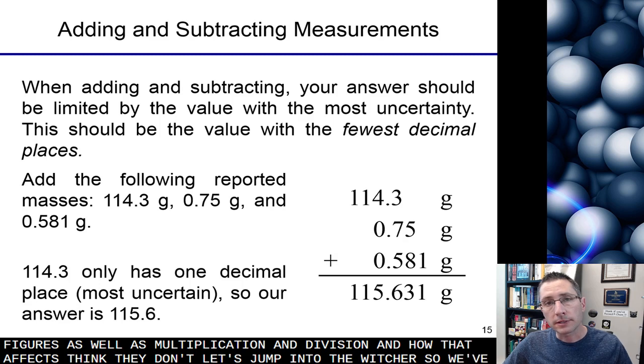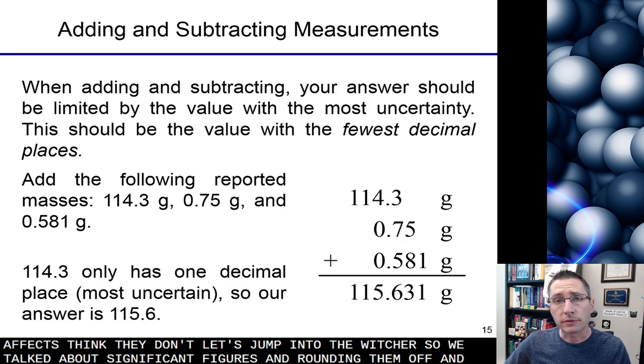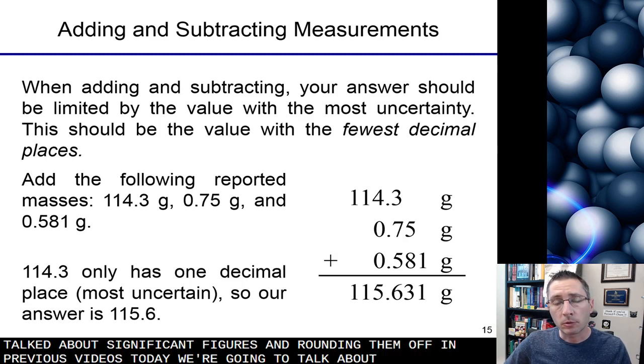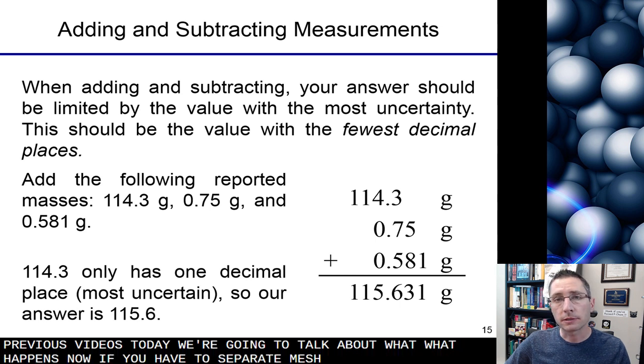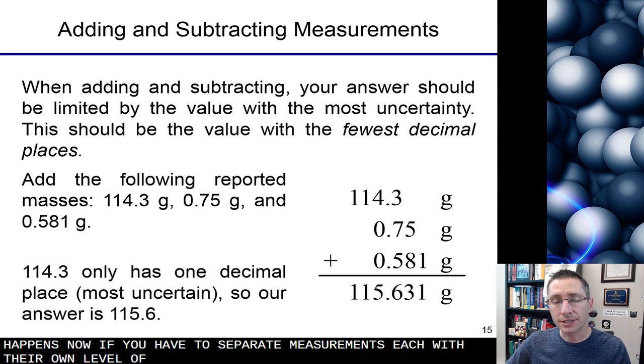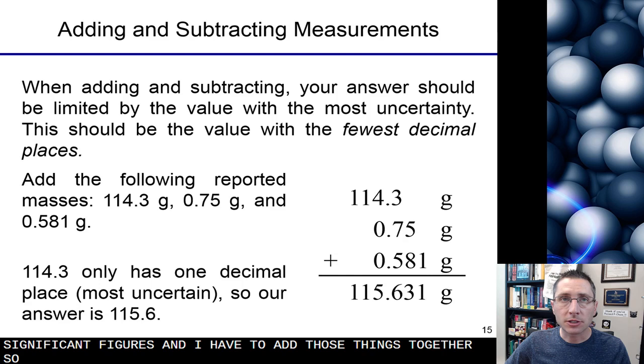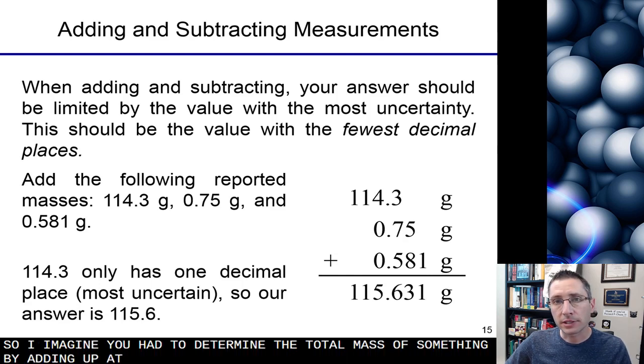So we've talked about significant figures and rounding them off in previous videos. Today we're going to talk about what happens if you have two separate measurements, each with their own level of uncertainty, and so their own level of significant figures, and now I have to add those things together. So imagine you had to determine the total mass of something by adding up its various components.